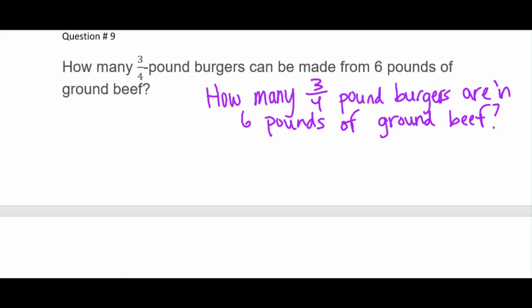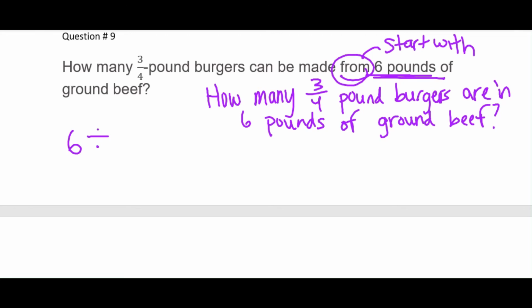So you always start off with everything that you have. Everything that we have in this case is 6 pounds of ground beef. This "from" tells us we need to start with that. Or you could think, what is everything I have? What is being divided? That's always going to be your first term. If you mix up your divisor and dividend, you're going to get the wrong answer. You're going to get the reciprocal of the answer and not the correct one.